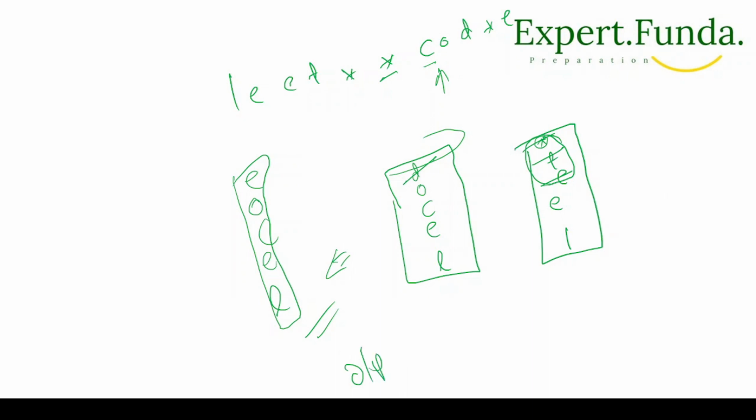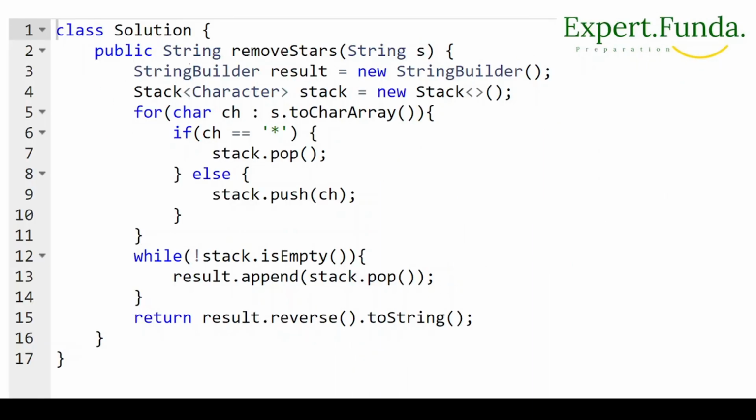I think you got me. So first of all what we have to do, we will take, you can say, a stack. As you know, we will take one stack and we will take a result. Why we will take a result, I will tell you later. So first we will take a stack, and on this stack we have to traverse the character array. So the given string will become an array.